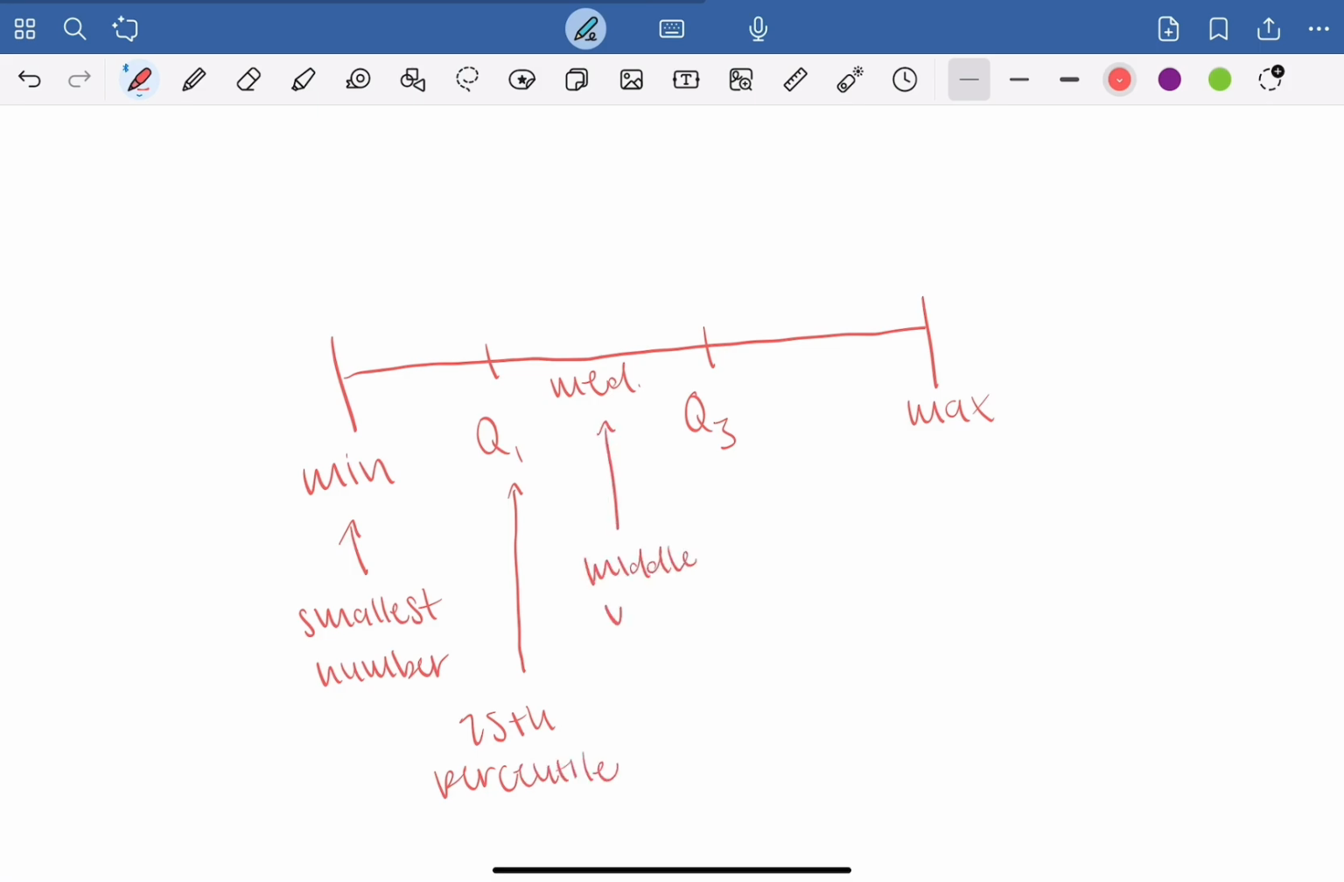Q1 is the middle value of the lower half. About 25% of observations are below Q1. The third quartile, Q3, is the middle value of the upper half of the data. 75% of the observations are below Q3.